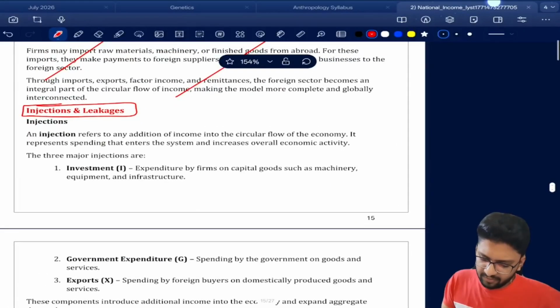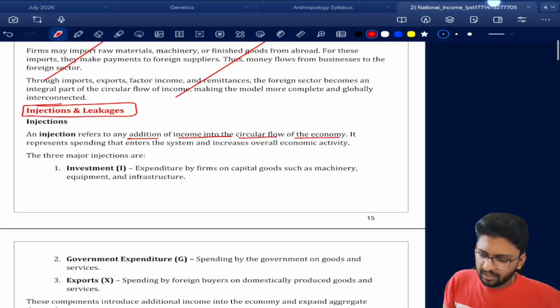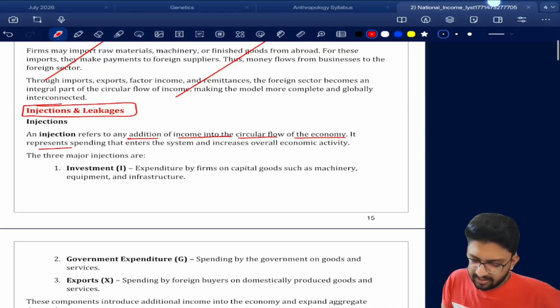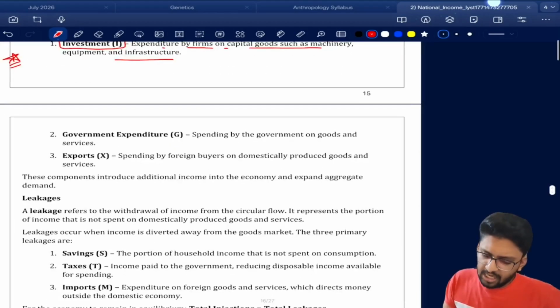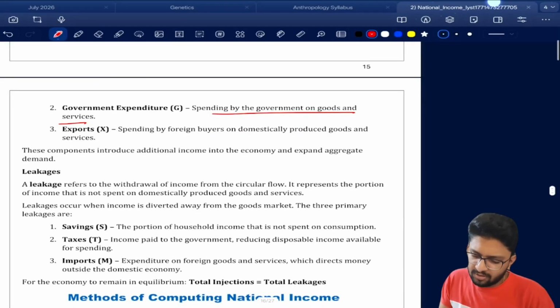Injection. An injection refers to any addition of income into the circular flow of an economy. It represents spending that enters the system and increases overall economic activity. The three major injections are investment, expenditure by firms on capital goods such as machinery; government expenditure, government spending on goods and services; and exports, spending by foreign buyers on domestically produced goods and services.